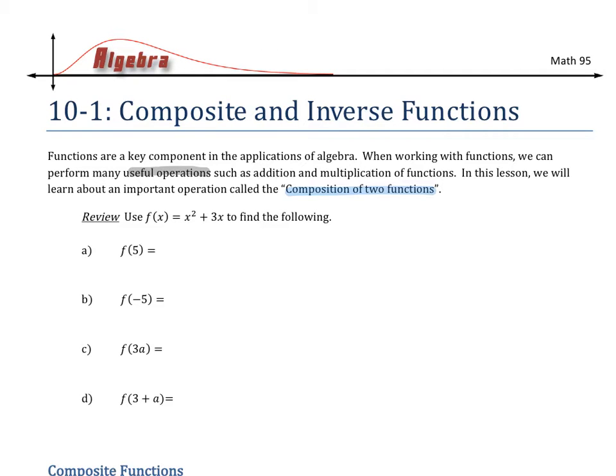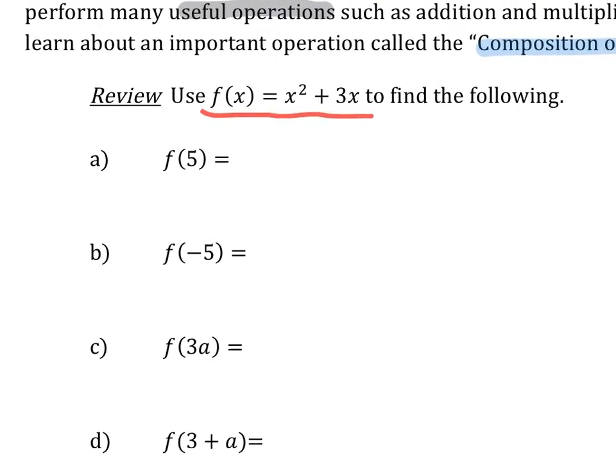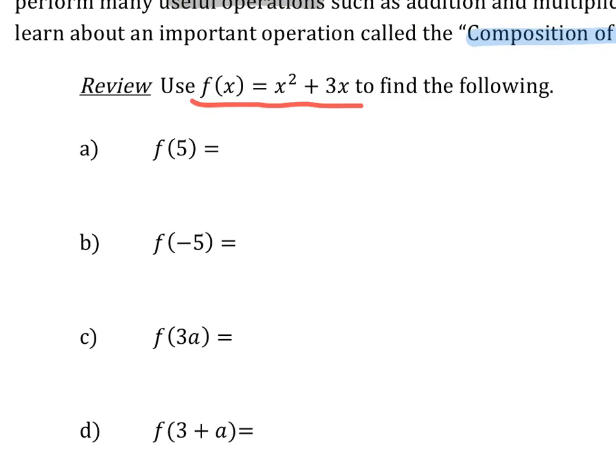So we've got a function given to us, f of x equals x squared plus 3x, and we want to find the following functions. Remember, this number inside the parentheses is what we're putting into the function. So if I want to find f of 5, we're going to put 5 inside of x. It's a good habit to write it out. Everywhere there's an x, we're going to replace it with, in this case, 5.